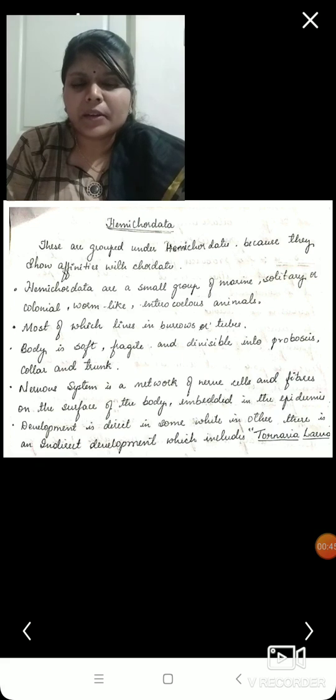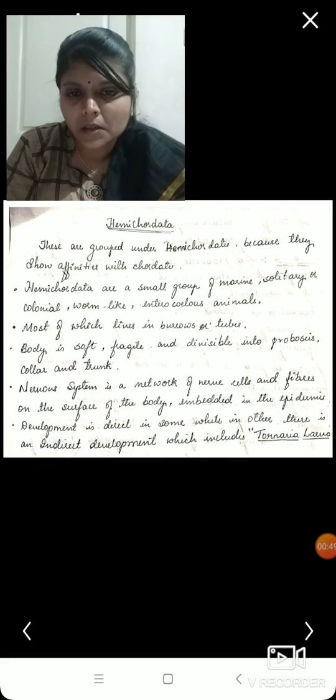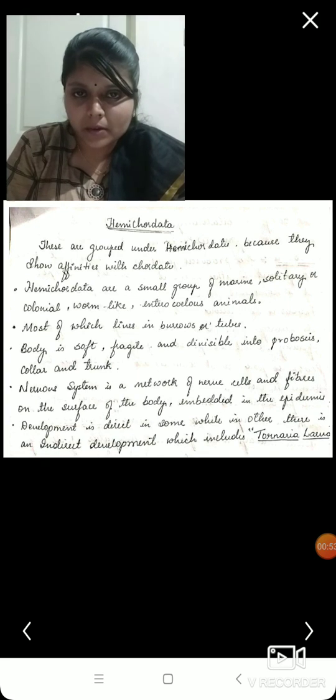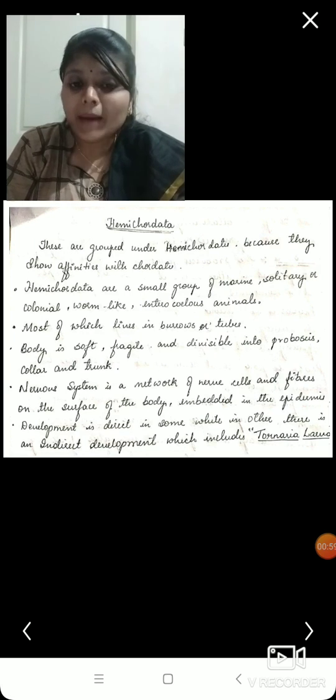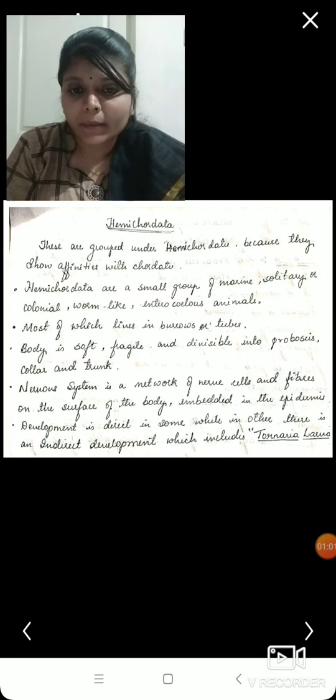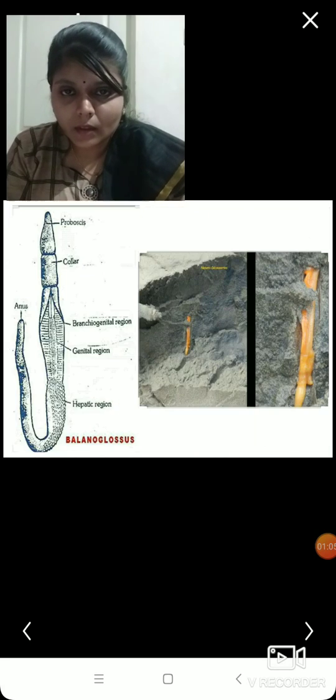Nervous system is of network type. The network of nerve cells and fibers are seen on the surface of the body, embedded in the epidermis. Development is direct in some animals, but indirect in Balanoglossus that we are going to study today, which includes the Tornaria larva.